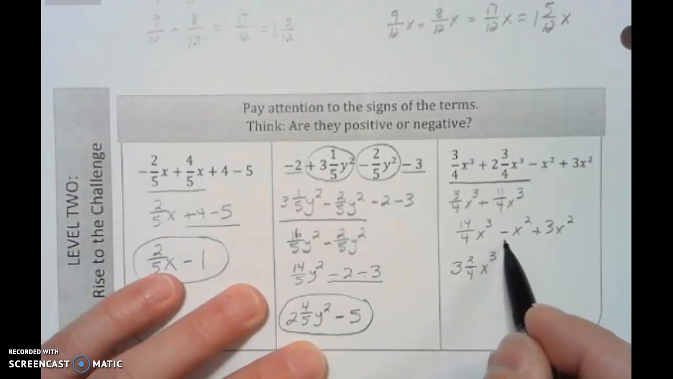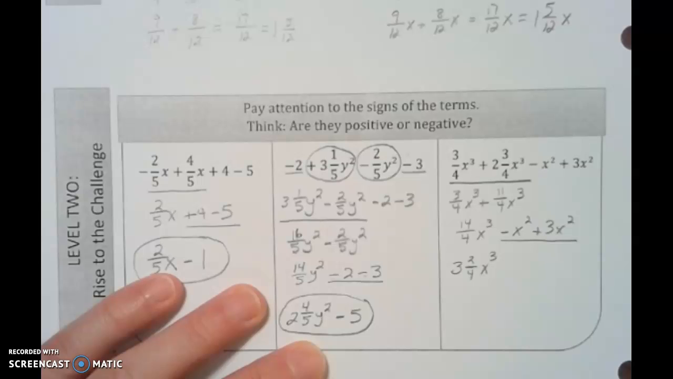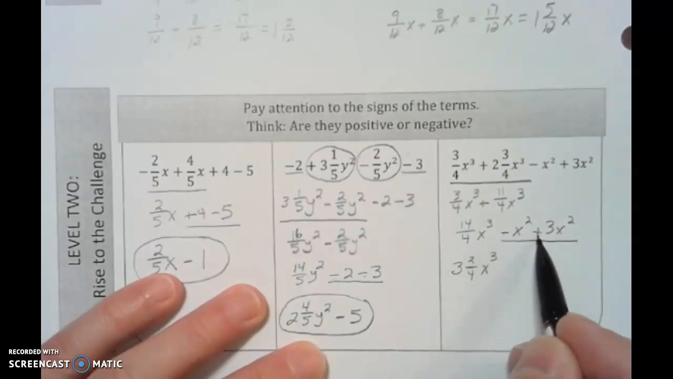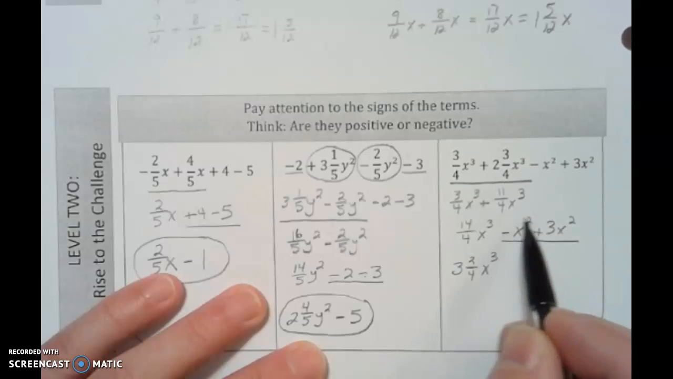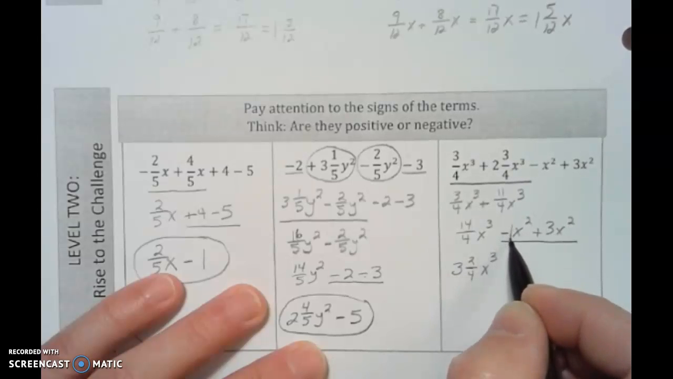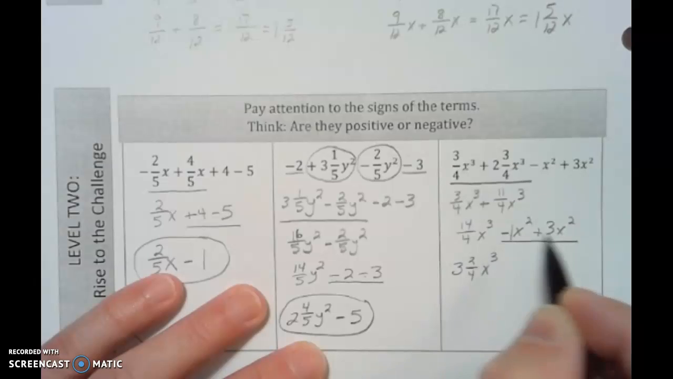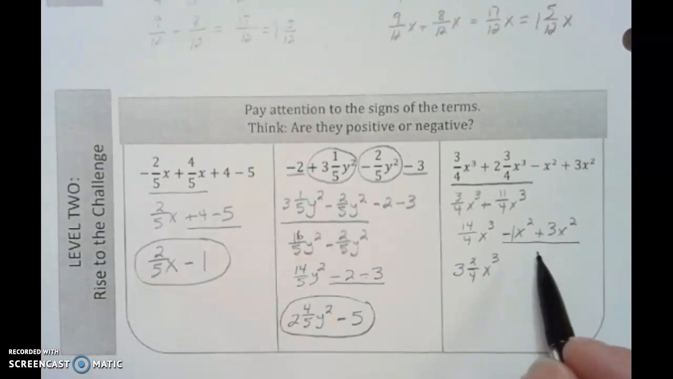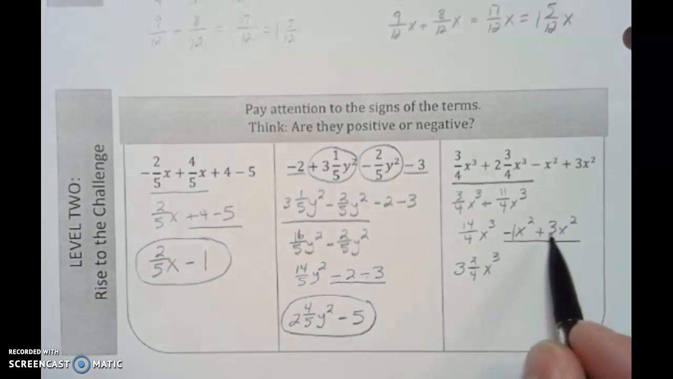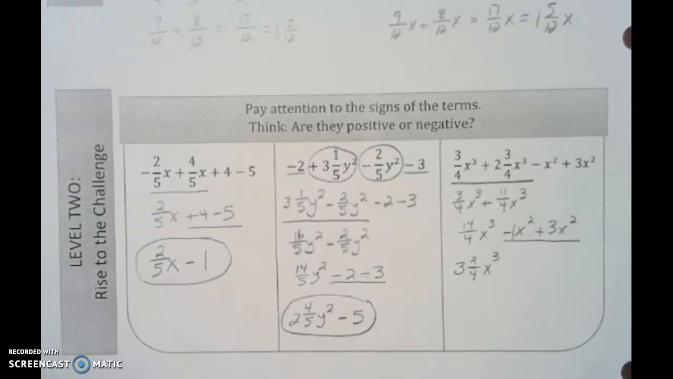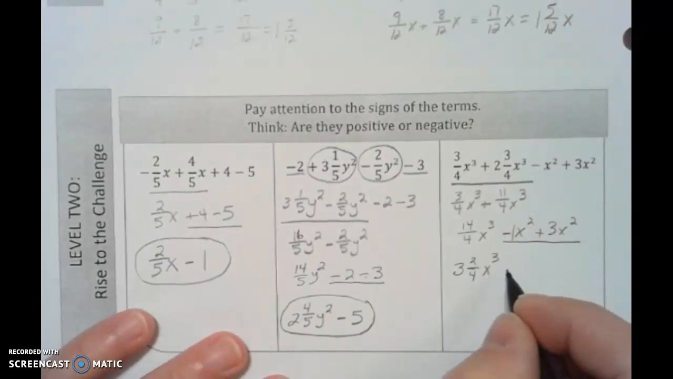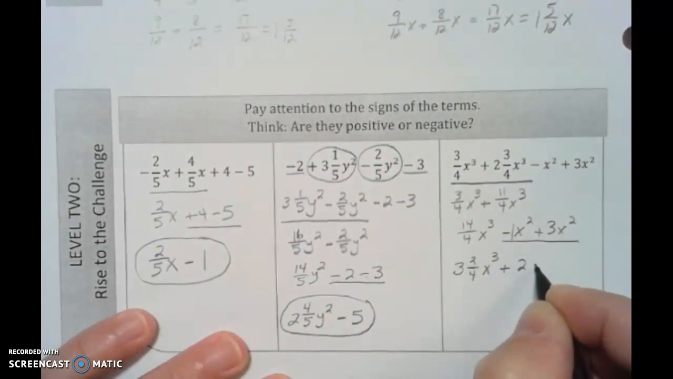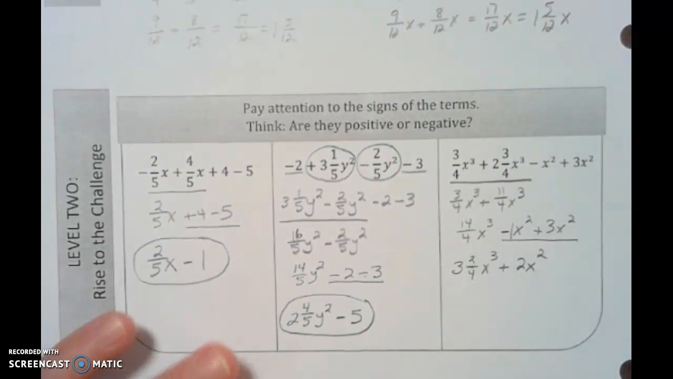And now I'm going to combine my x squared terms. This is a negative, this is a positive, they're different signs. And remember, when the variable is all by itself here, there's an invisible 1. So that's really a negative 1 and a positive 3. So since these are different signs, we'll subtract. 3 minus 1 is 2. The positive number has the bigger absolute value, so I'm going to have plus 2x squared.